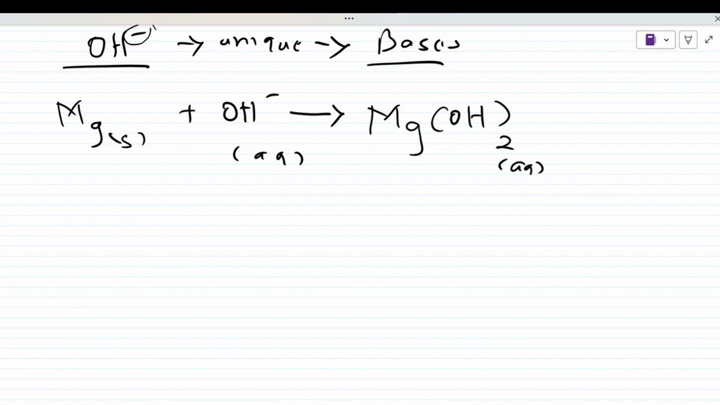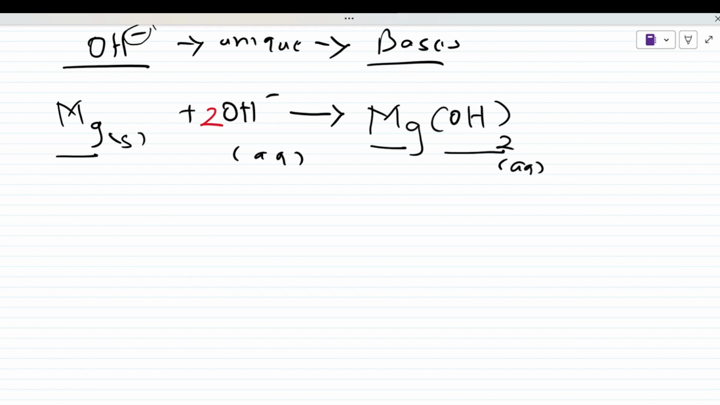That was a solid. It needs balancing. Why? Because Mg is 1 here, Mg is 1, hydroxides are 2, hydroxide is a 1 here. So what do I have to do? I simply have to put a 2 here, to ensure that it is balanced. Then we call it a well balanced chemical equation.